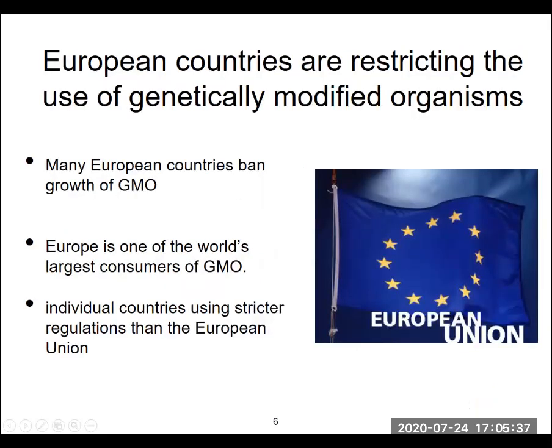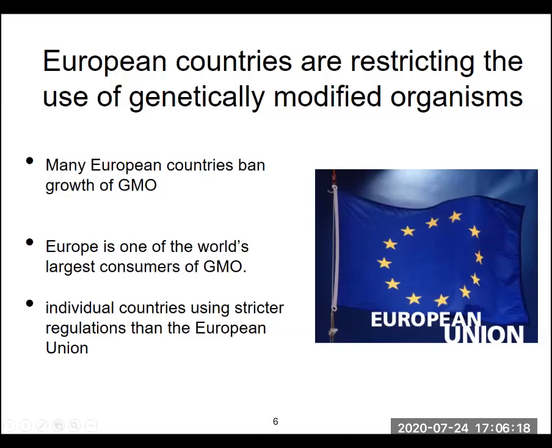Now, again, there are concerns associated with it. European countries have restricted the use of genetically modified organisms. Most European countries, the countries within the European Union, ban the growth of GMOs, so they don't want them growing within their own environment. However, and this is a little bit strange, they're one of the world's largest consumers of genetically modified organisms. And so basically what we see is that they don't want these genetically modified organisms growing in their area, but they want the benefits of the food source. They want the benefits of these genetically modified foods being present.